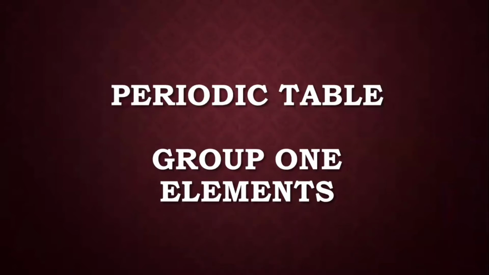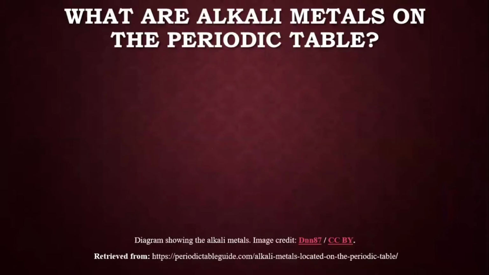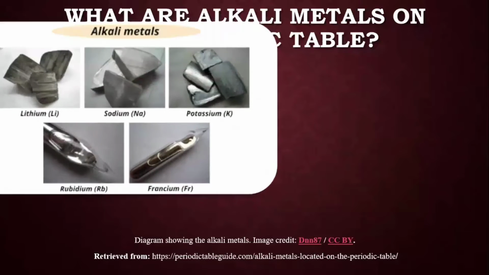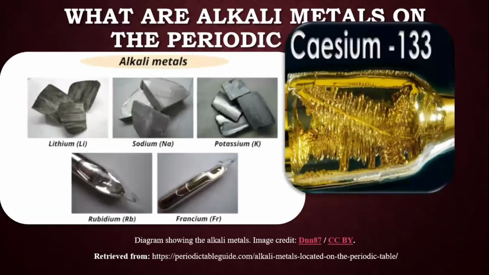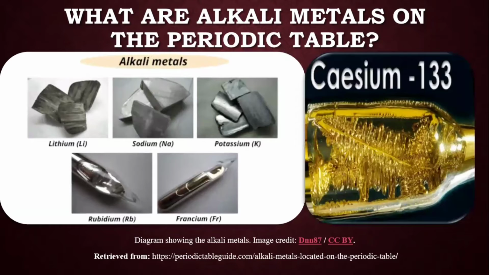I'll be looking at the periodic table group 1 elements. What are group 1 elements? What are alkali metals on the periodic table? The alkali metals are considered to be lithium, sodium, potassium, rubidium, francium, cesium, as shown in the diagram.